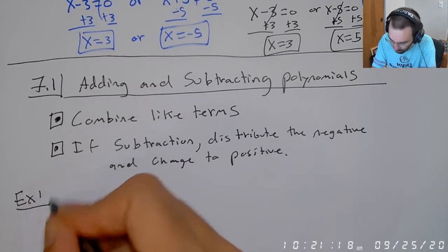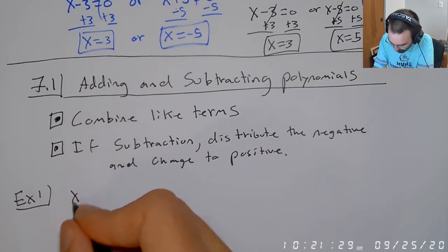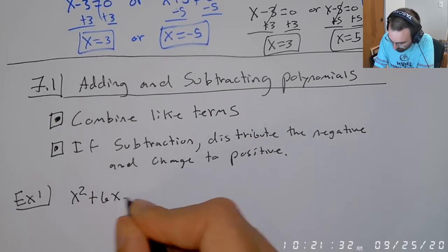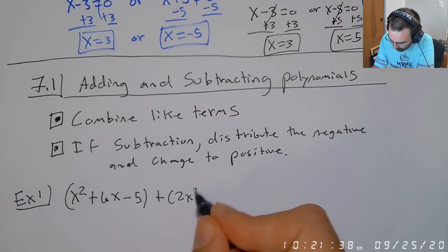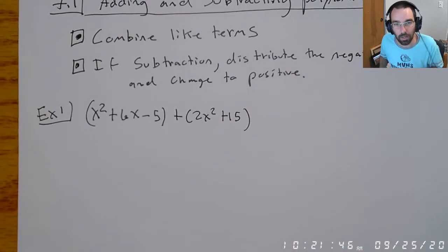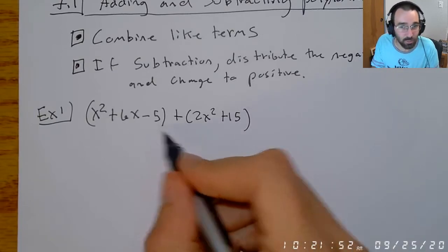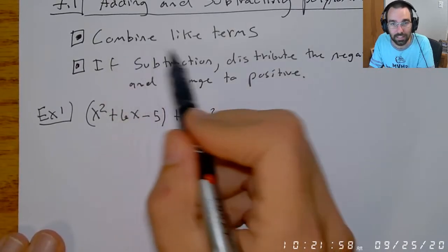So I'm going to do example 1. Let's say I have, let's do this one, x squared plus 6x minus 5 plus 2x squared plus 15. So we're going to go ahead and add these two polynomials. If it's addition, these parentheses don't really mean much to us. All we're going to do is combine like terms.